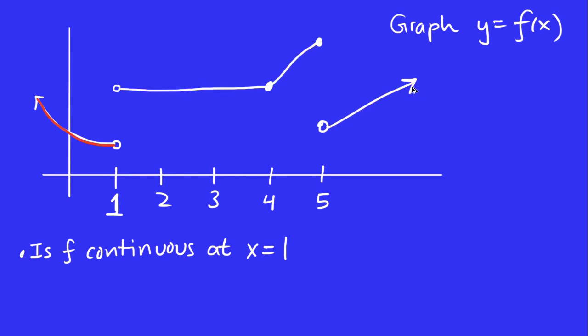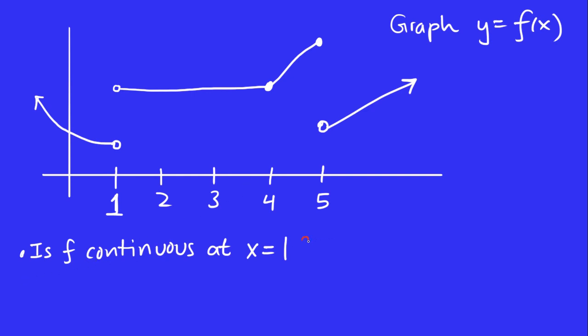So I have an idea that the places where I had to lift my pen from the paper are the places where it is discontinuous. Discontinuous just means not continuous. And every other number where I did not have to lift my pen from the paper will be a point of continuity.